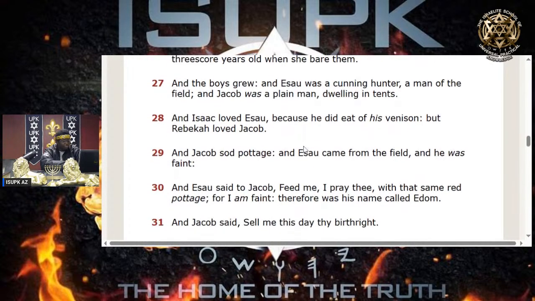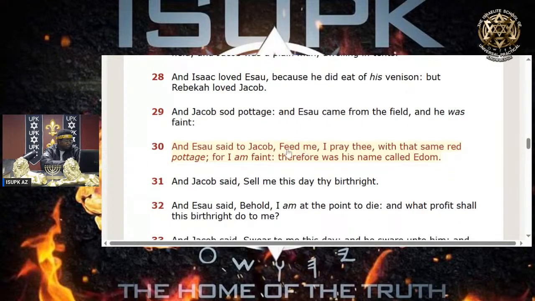All right, so let's get down to why his name was changed from Esau to Edom. Verse 29: And Jacob saw the pottage, and Esau came from the field, and he was faint. He was very tired, coming back from out in the wilds. And Esau said to Jacob, "Feed me, I pray thee, with the same red pottage, for I am faint." Therefore was his name called Edom. If you don't know, red pottage is lentils and meat, but the meat wasn't fully cooked. It was still bloody, still red. It was like Jacob just started cooking it.